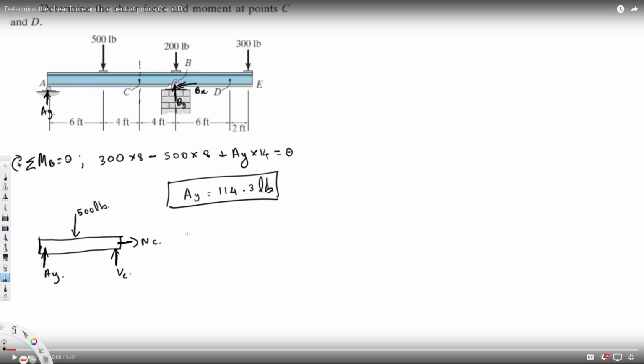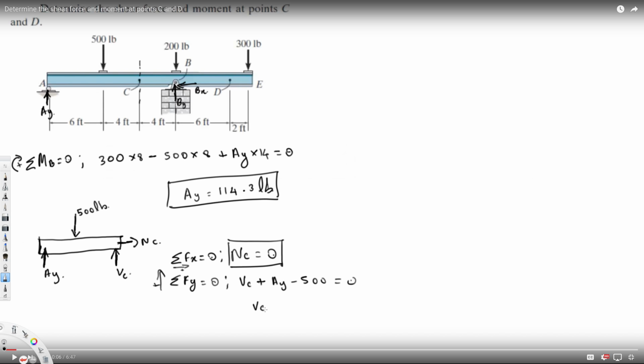If I take the horizontal forces, sigma Fx equal to 0, NC is the only one, so NC is going to be equal to 0. To find VC, we can take the vertical forces, sigma Fy equal to 0, with the upward direction positive. Solving, I get VC plus Ay minus 500 equal to 0. We know Ay already, so if I substitute and find VC, it comes out to be 387.7 pounds. So this is my VC.